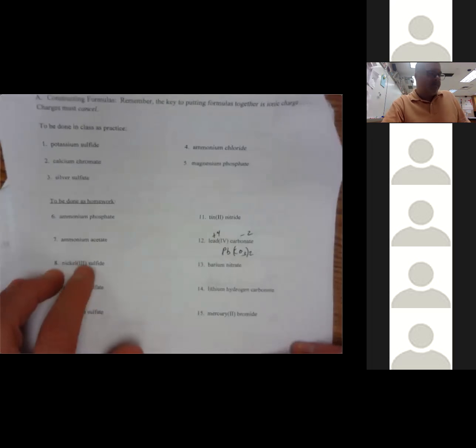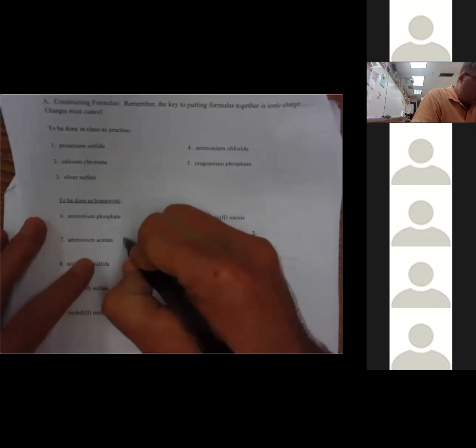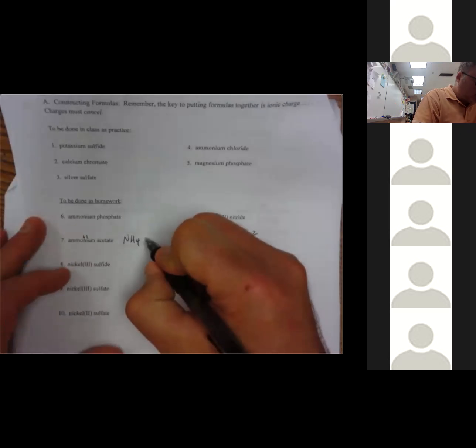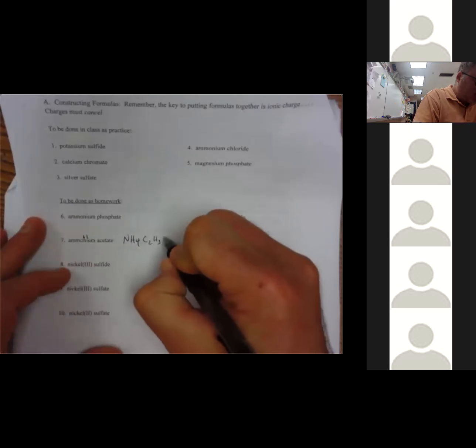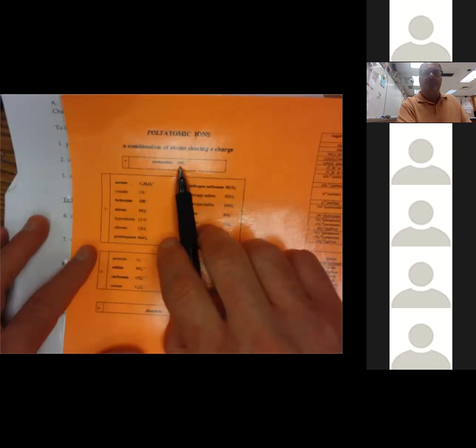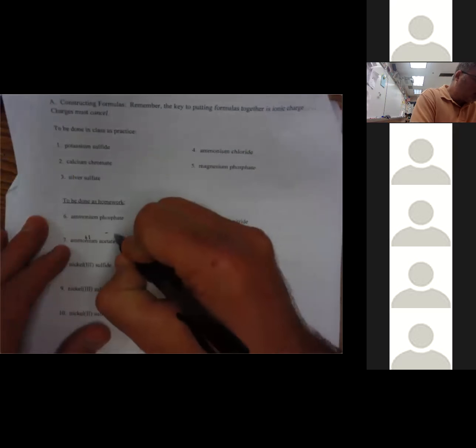If we take a look here, ammonium acetate. There's no Roman numeral because both of these have set charges. Ammonium is NH4. It has a +1 charge. Acetate, C2H3O2. Obviously, if you don't have those memorized, you got to be willing to look them up on the back of the periodic table. Acetate has a -1 charge. Done.